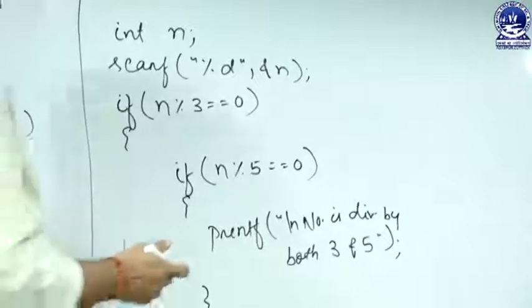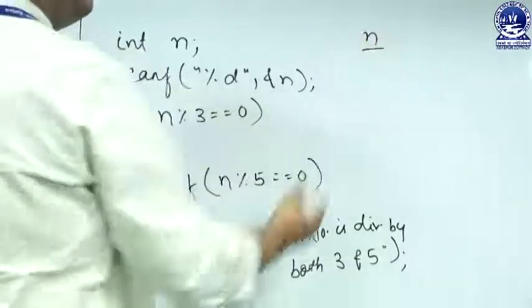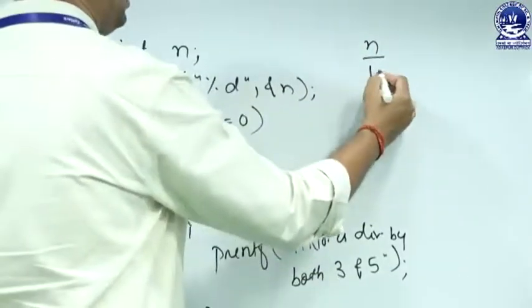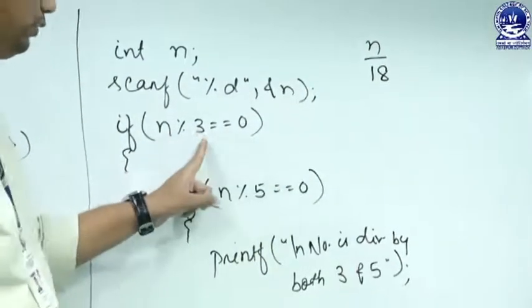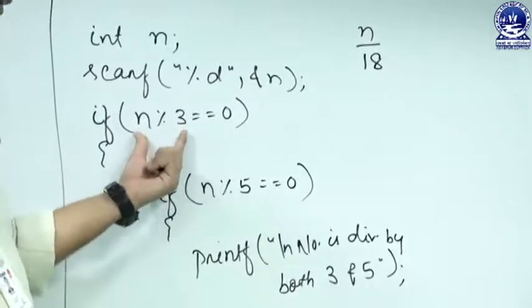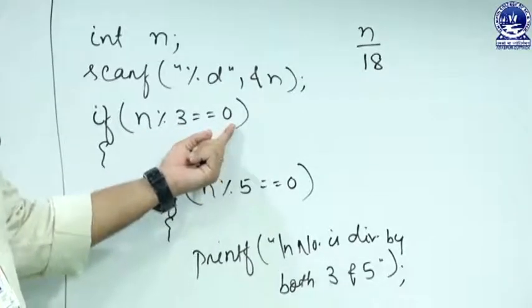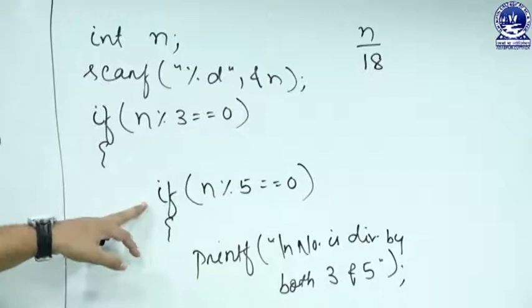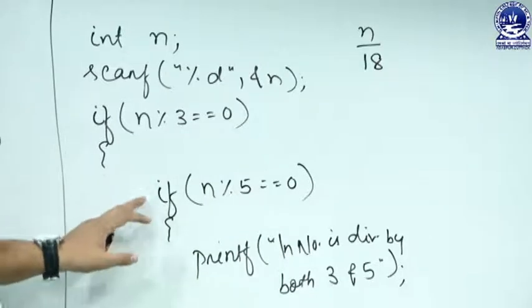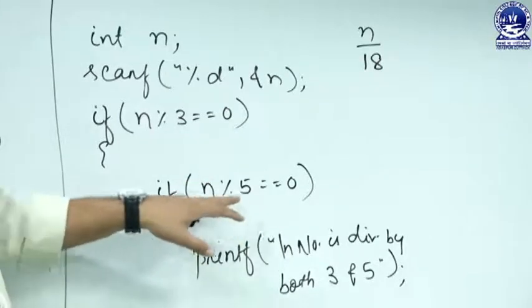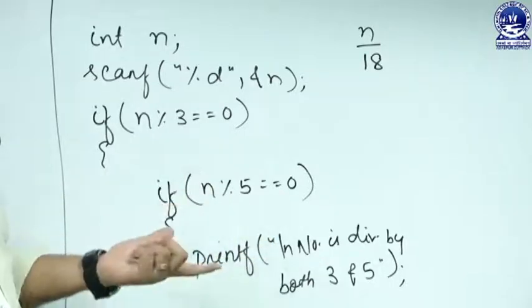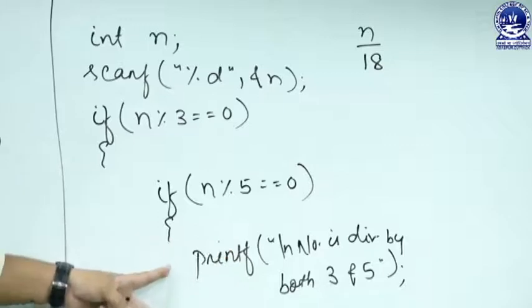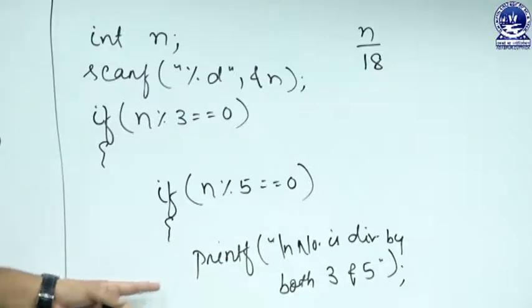Let's take an example. Suppose I will take n as 18. So now it will check, is 18 divisible by 3? Yes, it is divisible by 3 and it returns a remainder 0. Yes, the condition is true. It will enter this block. Now it will check another condition. Is 18 divisible by 5? No, 18 is not divisible by 5. So the remainder is something other than 0. So it will not enter this if block, and it will not print the message over here.